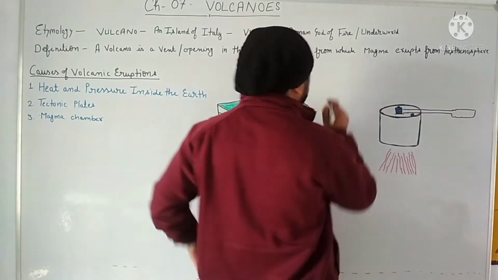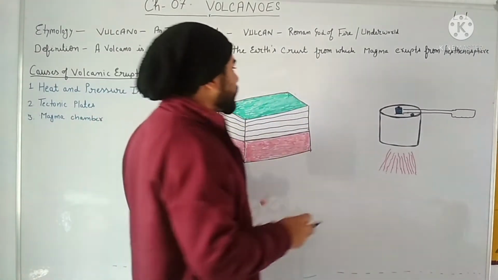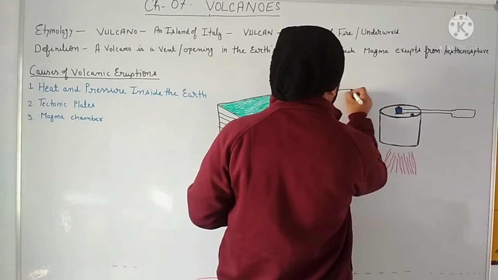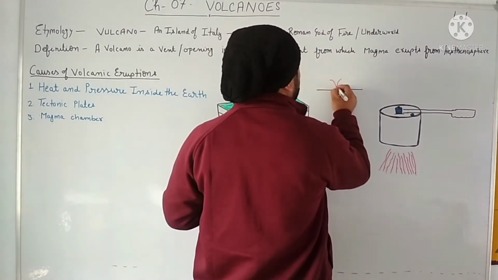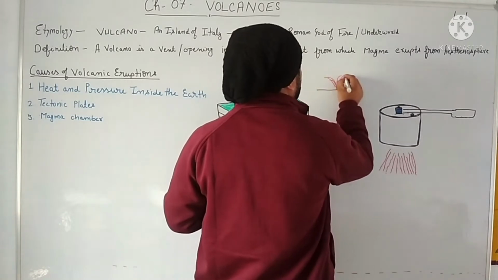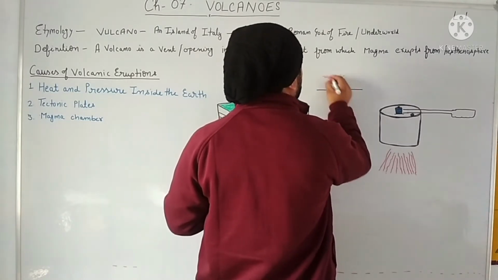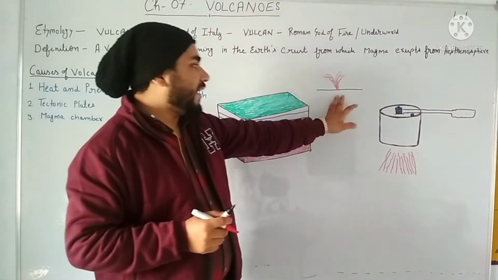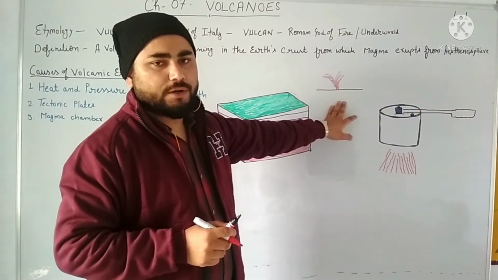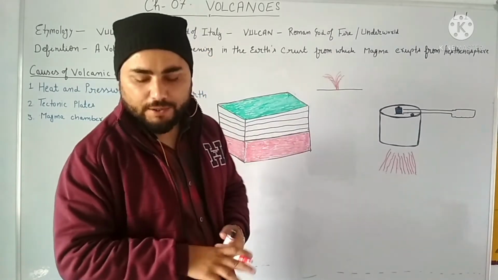You must have seen, like suppose if this is surface of the earth, then from here this type of hot material is emerging out, right? Not in reality but in movies. So that is actually volcano, right? And we are going to study about that thing.